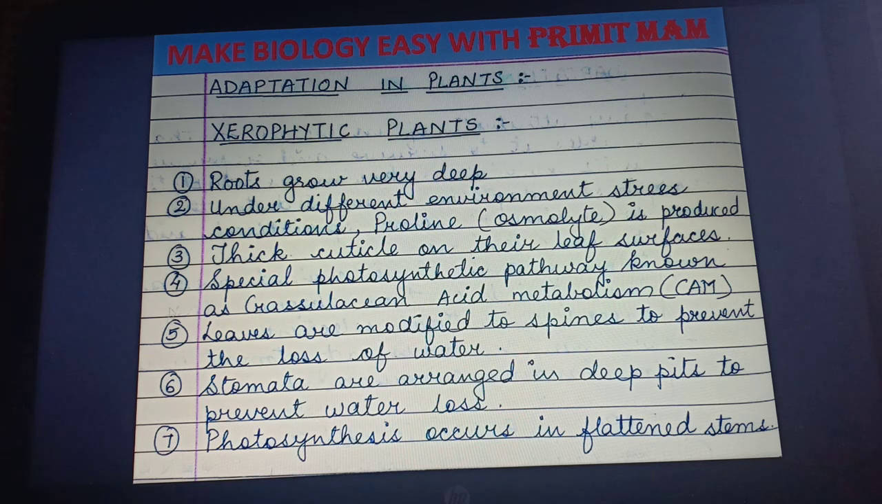First we will start with the xerophytic plants. What are xerophytic plants? These are the plants which are found in deserts. Now let us see the different adaptations in xerophytic plants. The first adaptation is that roots grow very deep. Why do the roots grow very deep? They grow deep so that they can explore more water.